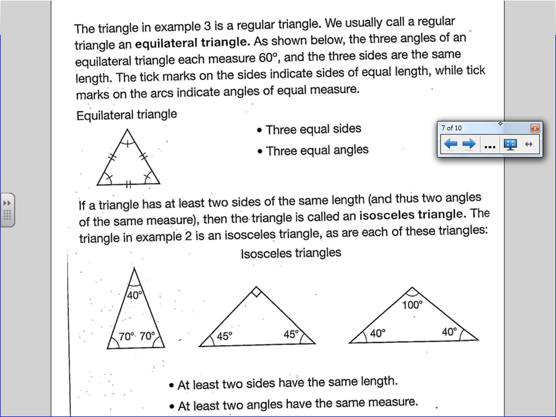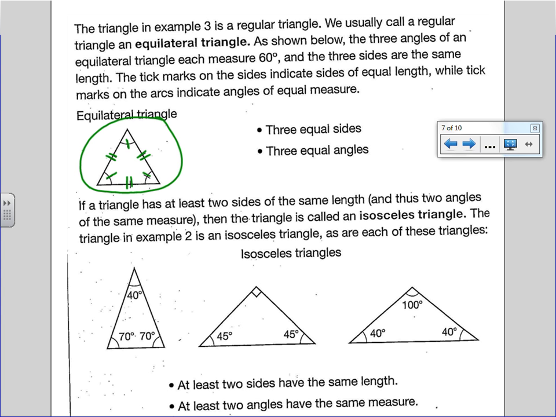The tick marks on the sides indicate sides of equal length, while tick marks on the arcs indicate angles of equal measure. So they show us here our equilateral triangle, and these tick marks mean if it has two tick marks, anywhere else there are two tick marks, it has to be the same. On the angles where there's one tick mark, those have to be the same. So an equilateral triangle has three equal sides and three equal angles.